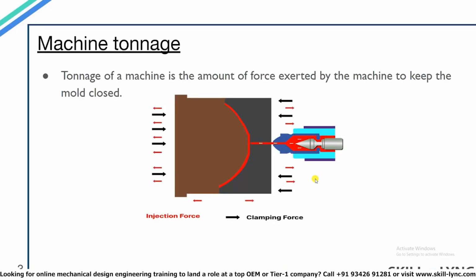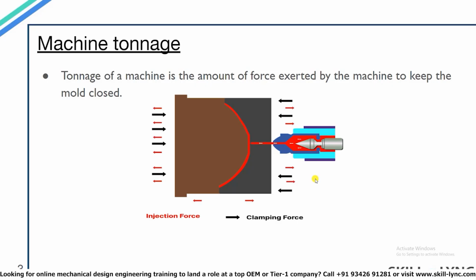Now let's look at the concept of tonnage of an injection molding machine. The pressure with which the molten material is injected in injection molding machines is very high. In most products, the injection pressure is around 4 to 5 tons per square inch, and in some cases it can be much higher than this. So to ensure that the core and cavity do not get separated due to this high injection pressure, we have to provide proper clamping for the mold.